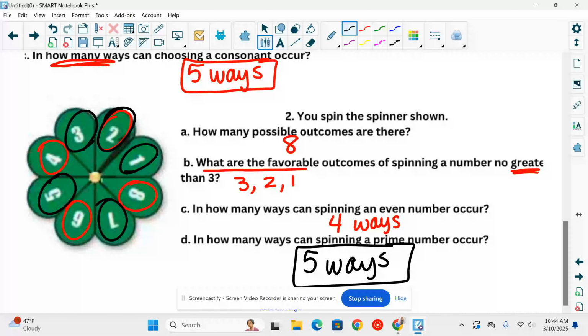Okay. How do we feel about this? Easier than the last stuff we did? Okay. Alright, flip it over.